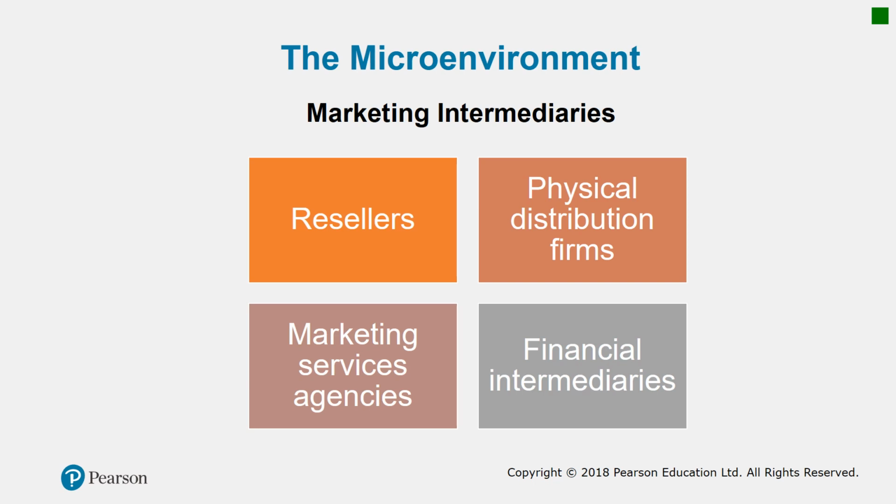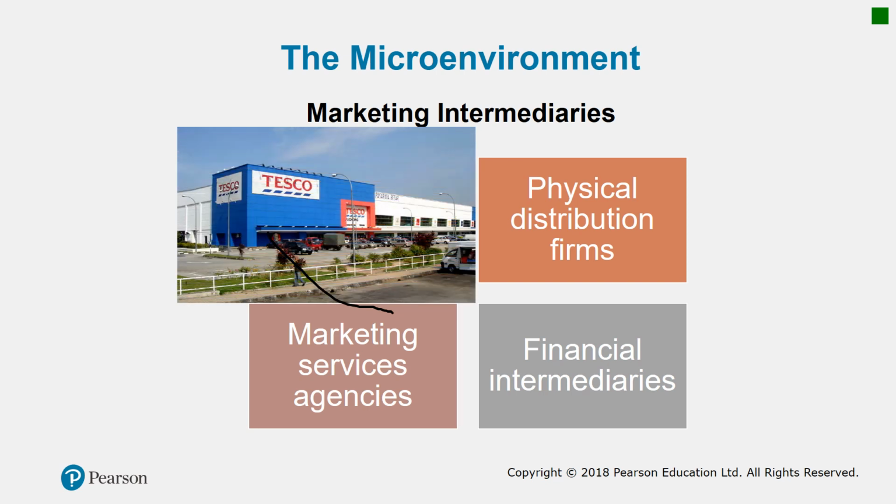Again, these are the four categories of marketing intermediaries. The first one is the resellers. Second is the physical distribution firms. Third is marketing service agencies, and we have financial intermediaries. For resellers, it could be those resellers just now, with the example I showed you, DG Telecommunication. Another example is Tesco. Tesco is selling products for Nestle, for example. Tesco also is selling products from Unilever and Procter & Gamble. And thus Tesco is one of the types of intermediaries. Resellers help the company to promote and sell their products.